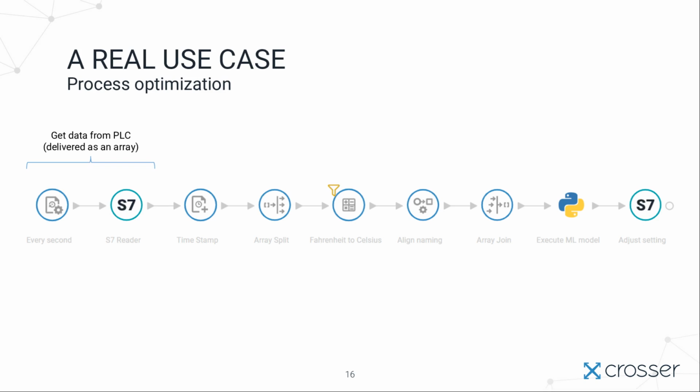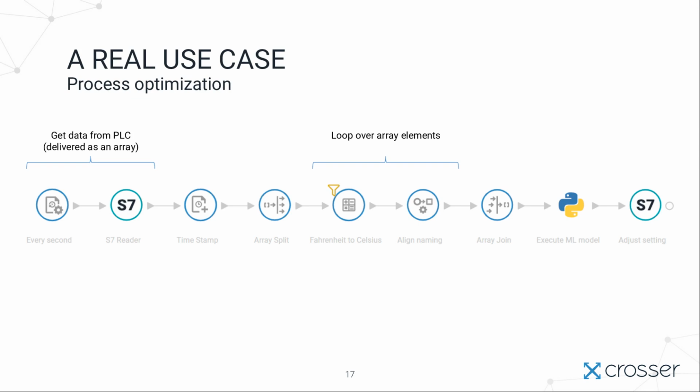And then we want to do some manipulation of the data. What we want to do here is both to convert all the temperature values that we have in that array from Fahrenheit to Celsius. And we also want to adjust the naming a bit in these messages because it's not aligned with what we need. So we use the array split and join combo to break up the array into a stream and then apply this processing. And since we only want to convert the temperature values, we have added a filter on this mathematics module that does the actual conversion.